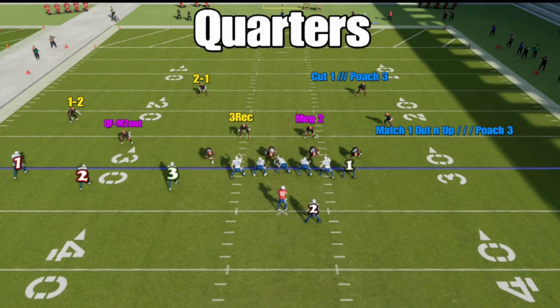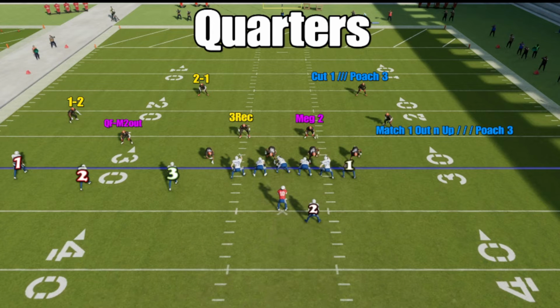Okay, so we can get into kind of strength. Oh, also, I'll put Q for run fits, right? Q, run fit, run fit, run fit. I believe he has a run fit as well, right? So that's one of the benefits of quarters defense. Okay. Now, where would this be good?